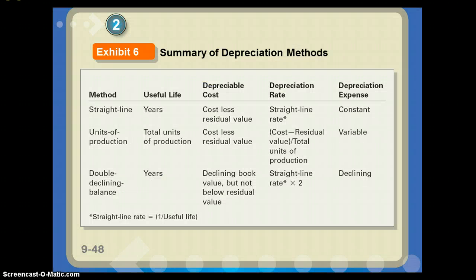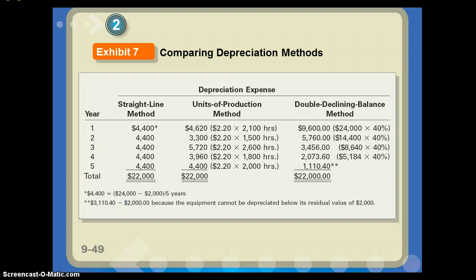We have a summary of depreciation methods. Pause, take a look at this. It's also Exhibit 6 in your book. It's a great reference. Exhibit 7 is also a great reference looking at the depreciation expense for the different methods and how that varies. Use this as you continue to do your assignments. Those are your notes for today.